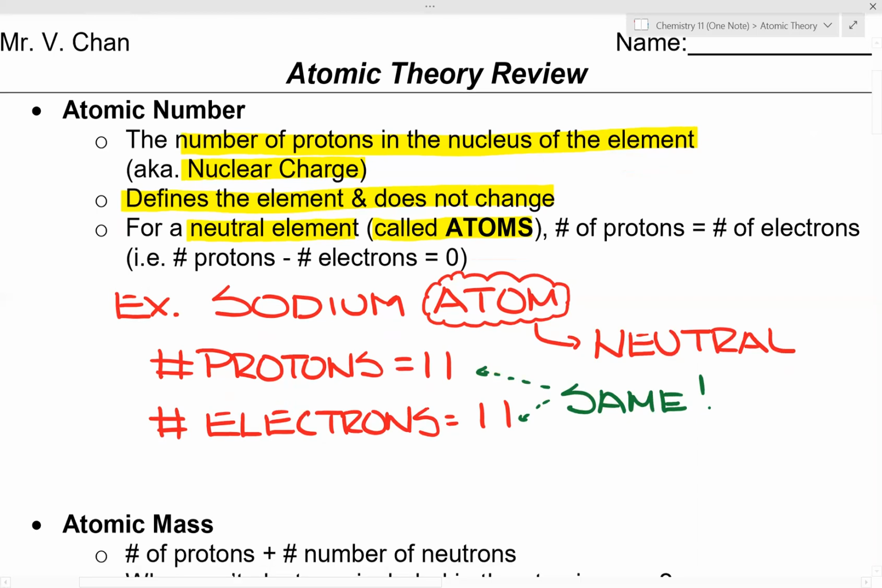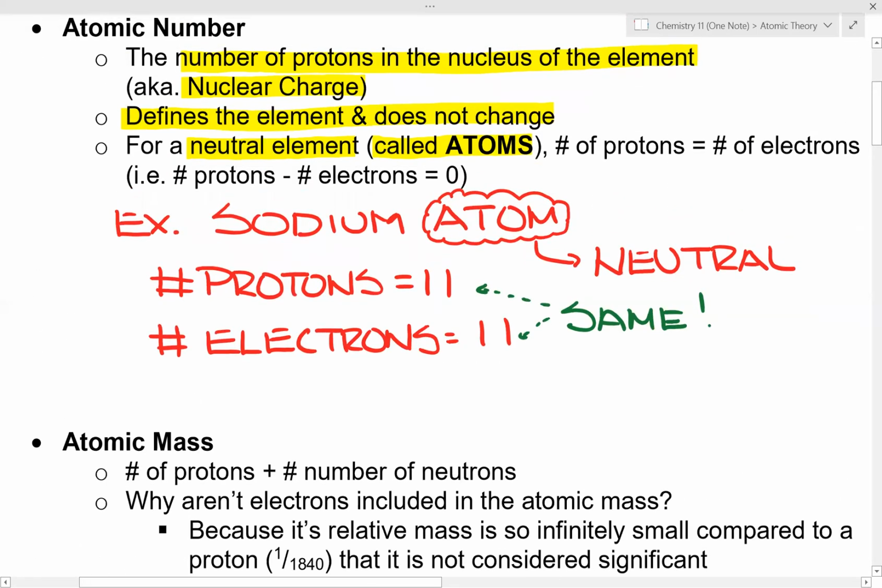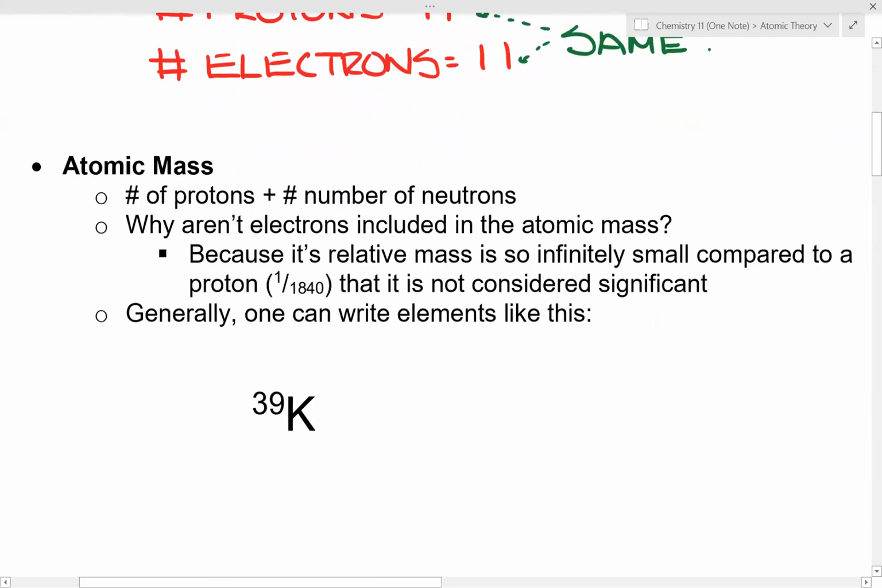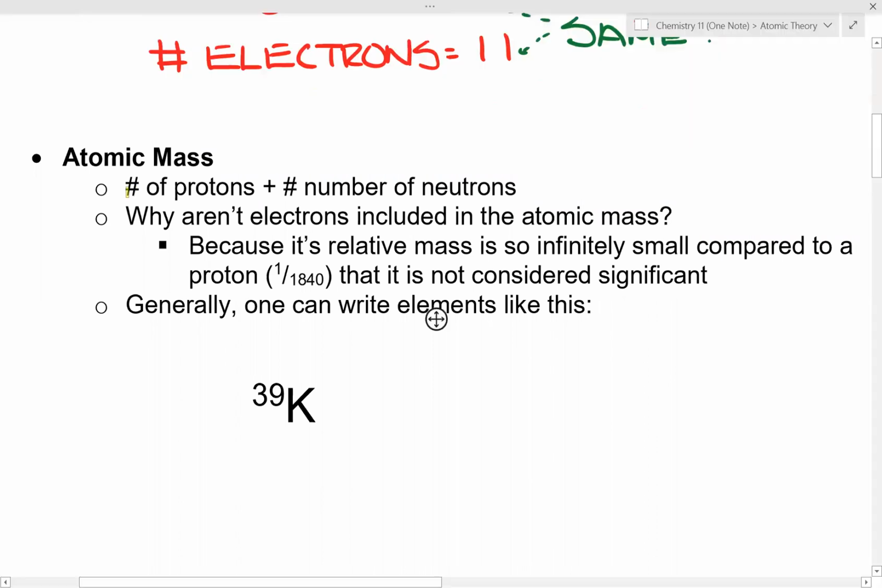Now, another thing that you should have remembered from Science 10 is atomic mass. Atomic mass is the number of protons plus the number of neutrons. Now, why aren't electrons included in the atomic mass? It's because the electrons are so small, its relative mass is considered insignificant.